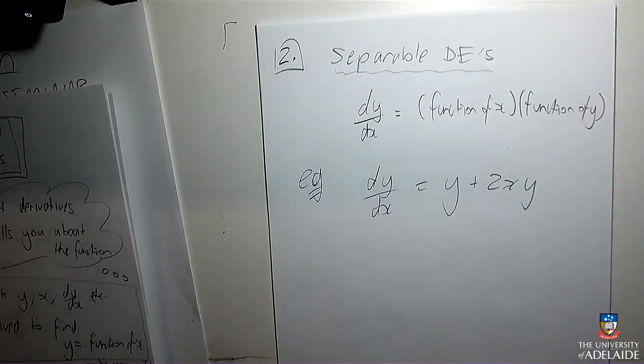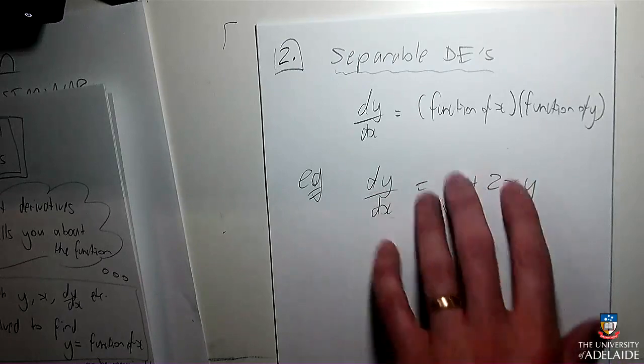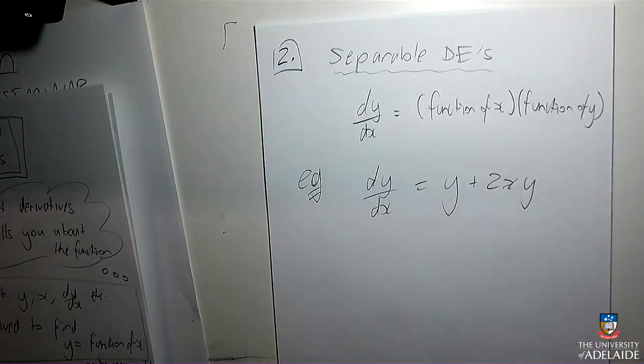Let's do that one. dy on dx is y plus 2xy. This one will be separable if I can arrange it for this thing to be a function of x times a function of y. And the only way I can do that is to factorize it. I have to turn it into things that are multiplied. So I need to look for common factors.